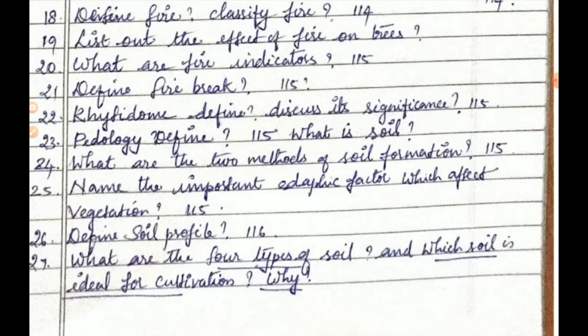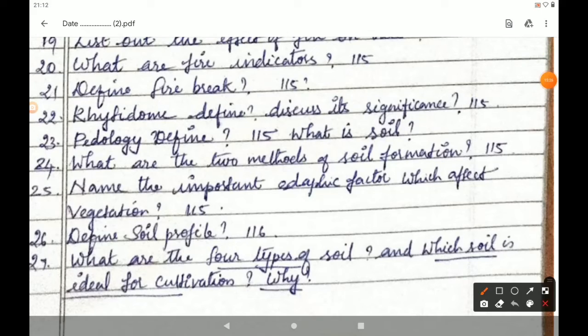Page number 114. Students, write down the page number 114. List out the effect of fire on trees. In page number 114, at the last of the page, the heading effect of fire is given.